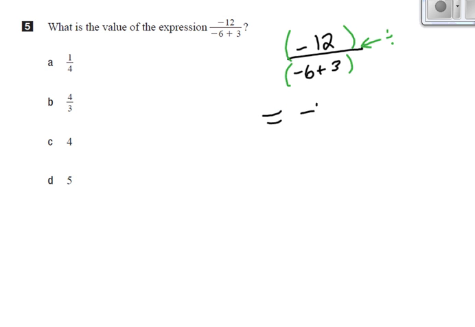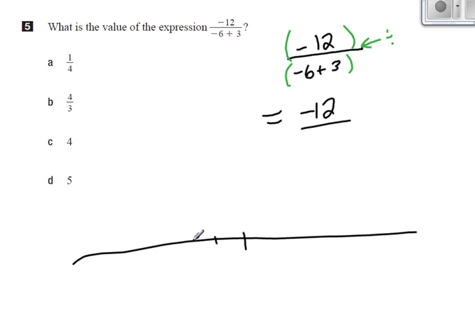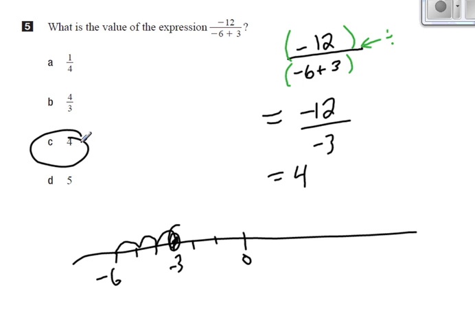So negative 12, well, that's just negative 12. Negative 6 plus 3. Again, use your calculator correctly, or let's do this one the old-fashioned way with a number line. Why not? So I'm at negative 6. I have to add 3, which means I have to go forwards by 3 units. So where am I? I'm at negative 3. Now, a negative divided by a negative is a positive. 12 divided by 3 is 4. So the answer is C.